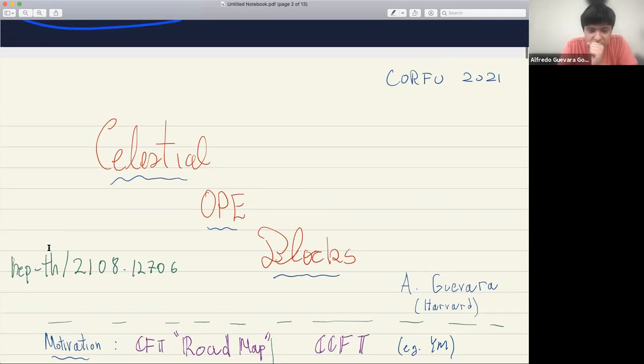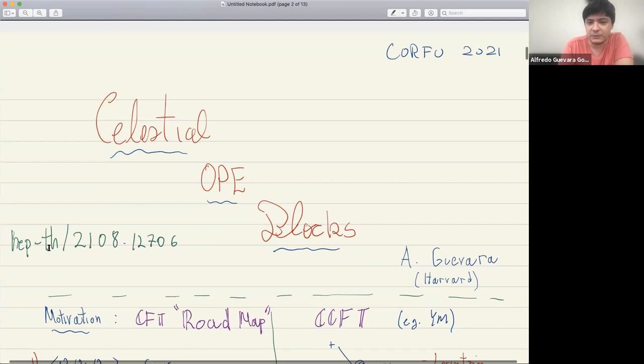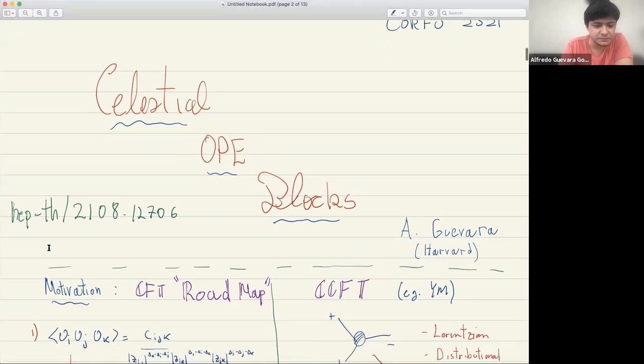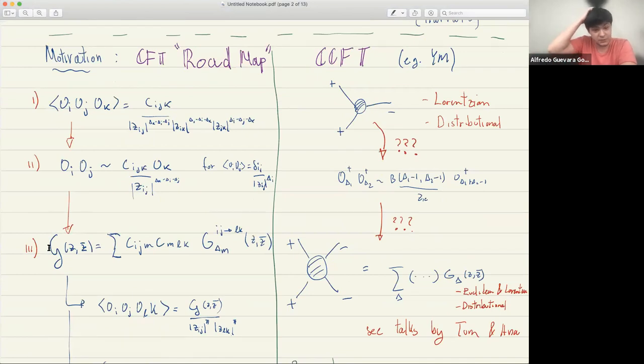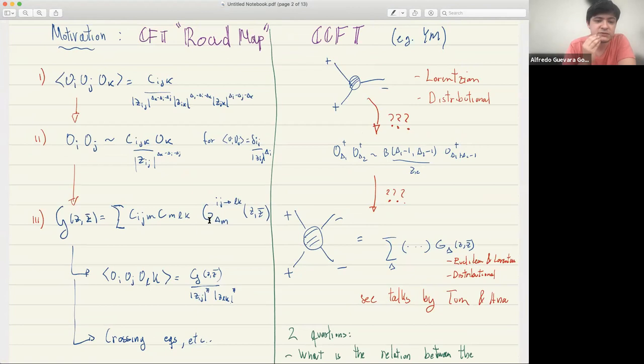Okay, so let me just motivate this work, which I titled Celestial OPE blocks, by just recalling very basically the standard roadmap that we all use in CFT, kind of the textbook prescription. So we can start off. One of the textbook prescriptions is to start off with some 3-point functions. And these 3-point functions are fixed by conformal symmetry in a very simple way.